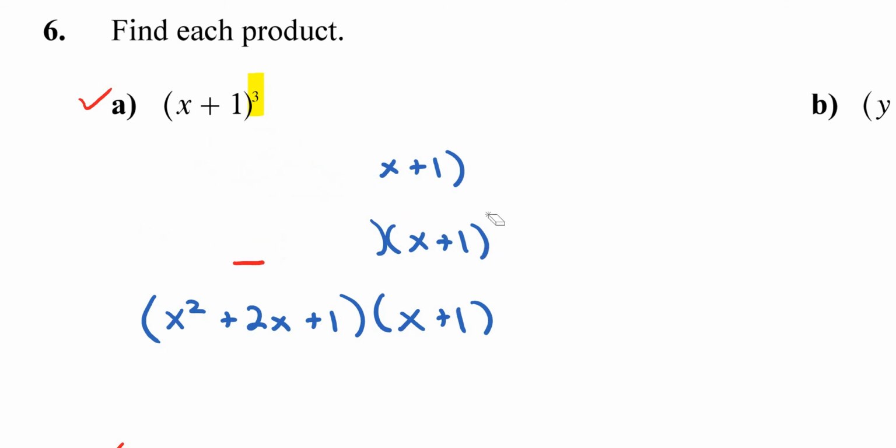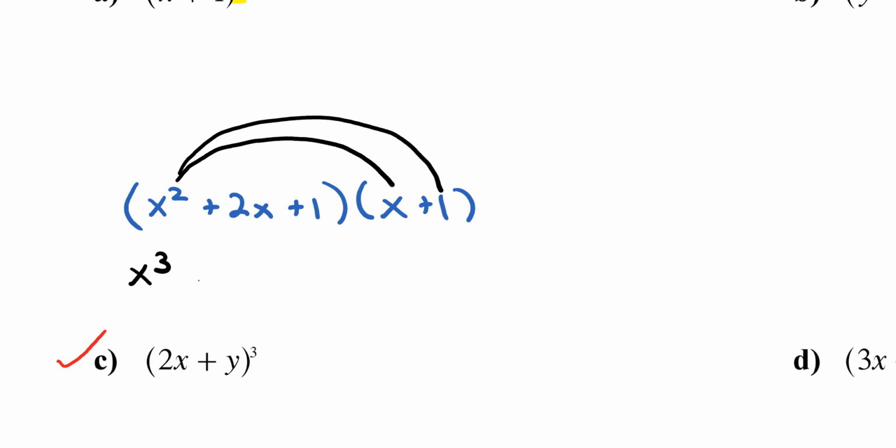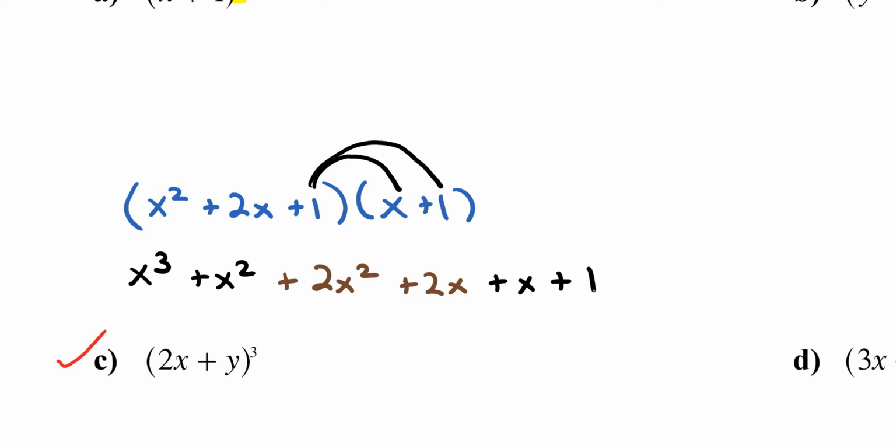Okay, let me just erase all that. And then we have one more FOIL step to go. All right, so x squared times x is going to be x cubed. And then x squared times 1 is going to be plus x squared. And then we have 2x times x, which is going to be positive 2x squared. And then 2x times 1 is going to be positive 2x. And the last one here, 1 times x is going to be plus x, and 1 times 1 is going to be plus 1.